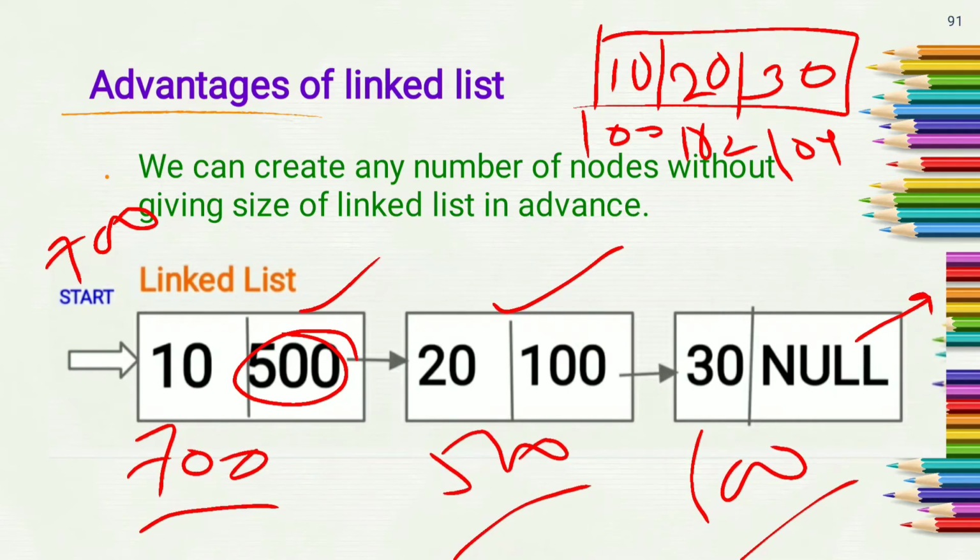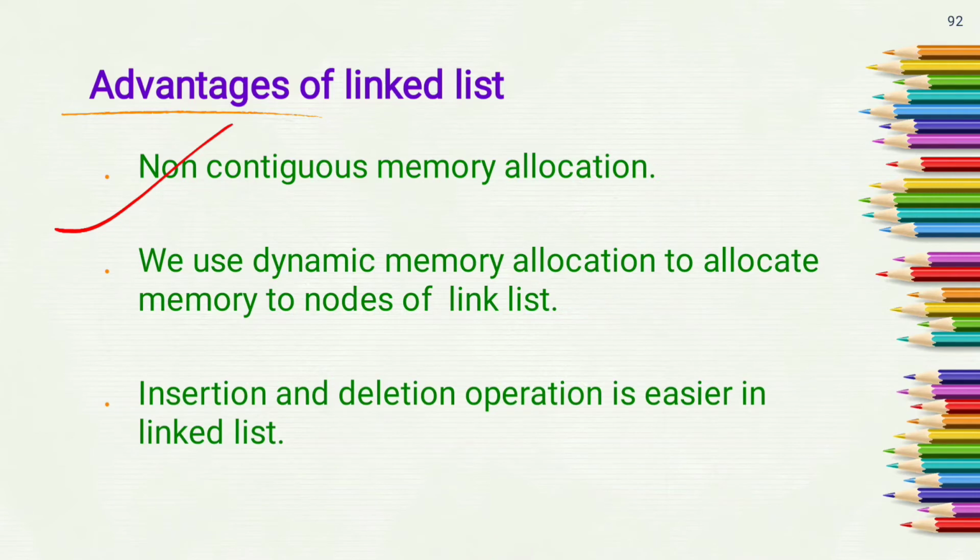That means contiguous memory is allocated to all the elements in array, which may cause runtime error if the contiguous block of that much memory is not available in the computer. So to remove this drawback, we need a data structure which requires non-contiguous memory allocation. So linked list is a data structure which requires non-contiguous memory allocation. Here in linked list we use dynamic memory allocation to allocate memory to nodes of linked list. In array we use static memory allocation.